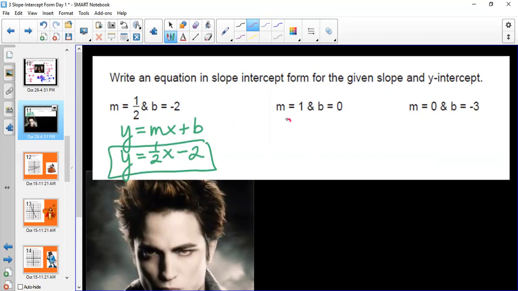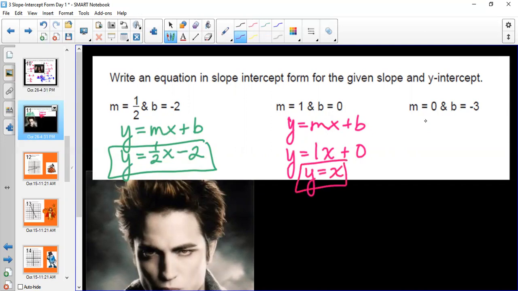Okay, next one. Again, plug in your m and your b, the only two parts that you have to plug in. So this would be a 1x plus 0. And that's kind of ugly. We like to clean that up a little bit. A better way of writing that is just y equals x.